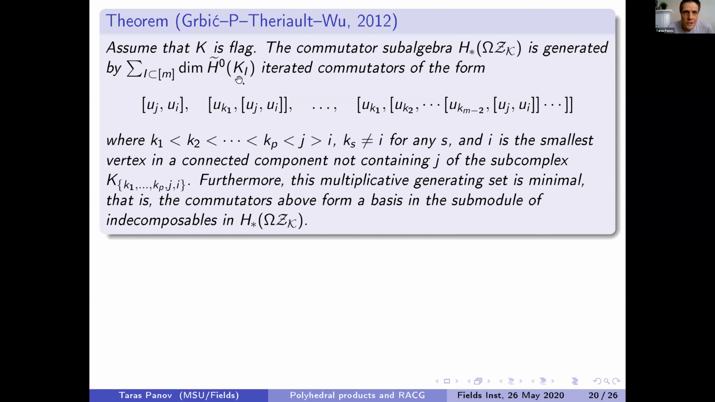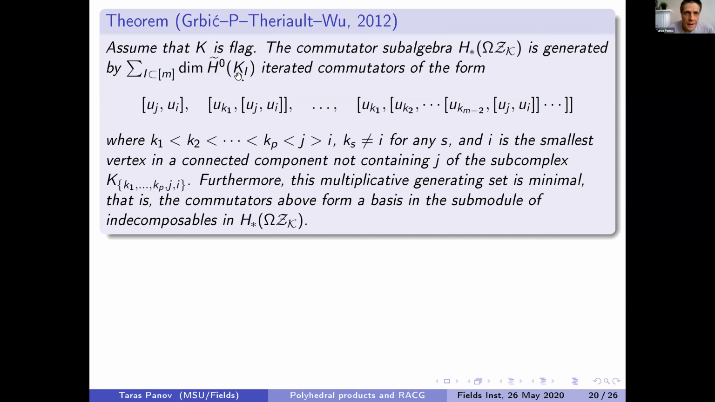you have one generator for every component in every full subcomplex. Well, basically, one less than connected components. You have to look at the reduced zero homology. So you look at all possible, sorry, that K, yeah, that's a simplicial complex.